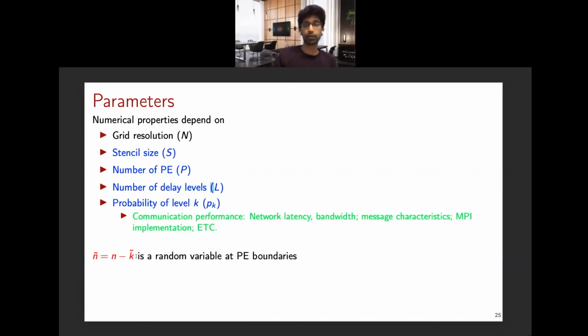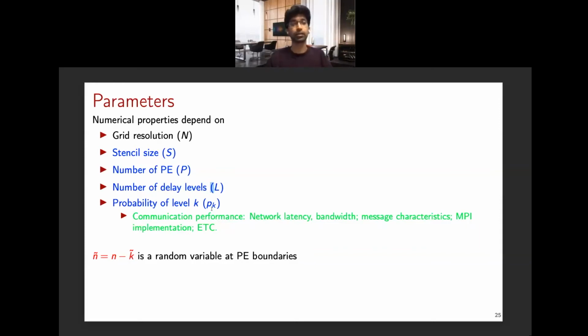If k is 0, the values are synchronous, so ñ is equal to n. That means these are the traditional way of computing things. But as k takes a non-zero value, these are asynchronous. These are not at the nth time level. These are at n minus 1, n minus 2, or even sometimes from the future, n plus 1, n plus 2. So what is the probability of occurrence of each of these time levels?